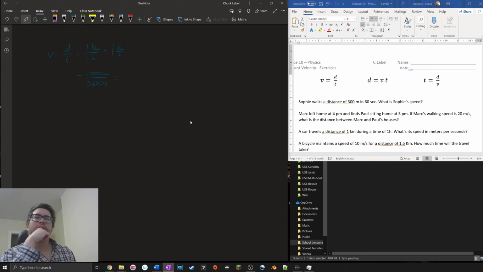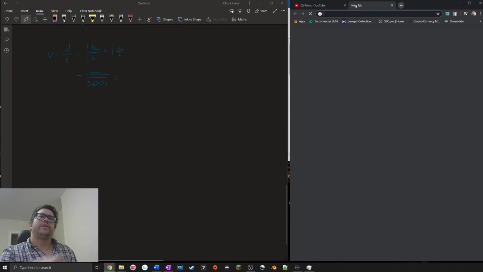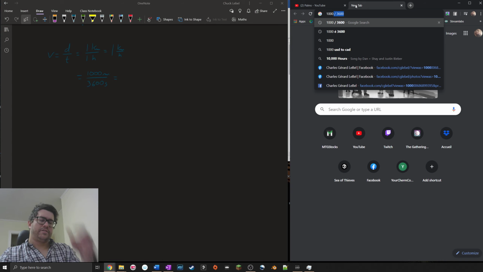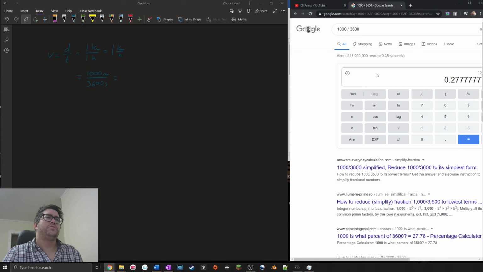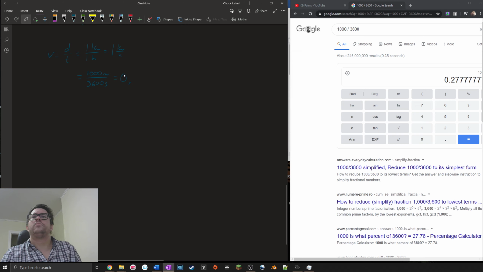The answer is, so you need a calculator. For some reason, I don't have a calculator, so I just Google it. I did it a minute ago. So 1,000 divided by 3,600, you get 0.278. You'll notice I have 3 digits. Oh, missing something. Missing the units. Meter per second. Right here. And that's our answer. And that's the end of the problem.